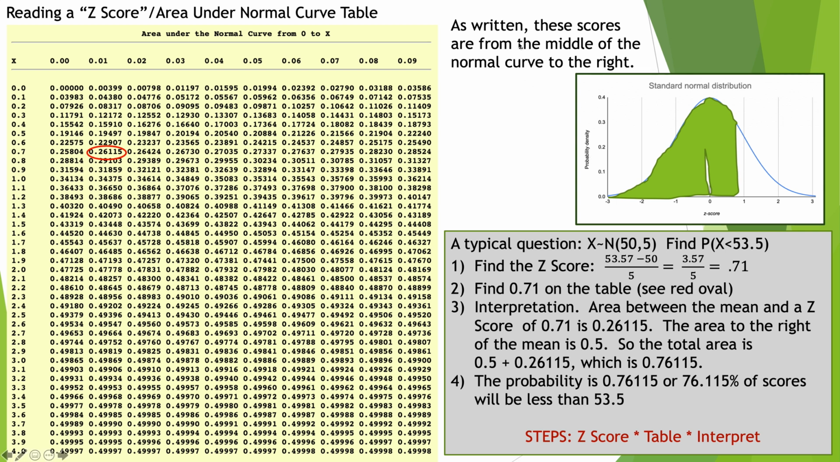All right? And remember, very important to remember, the scores in this table are from the middle of the normal curve to the right. And we always need to make an adjustment, in that we might have to add the middle, or it could also be the middle of the curve to the left, but we have to decide, are we going to add it to the 0.5 or subtract it from the 0.5? That we will figure out on a case-by-case basis. So the steps: find the z-score, go to the table, interpret the number.